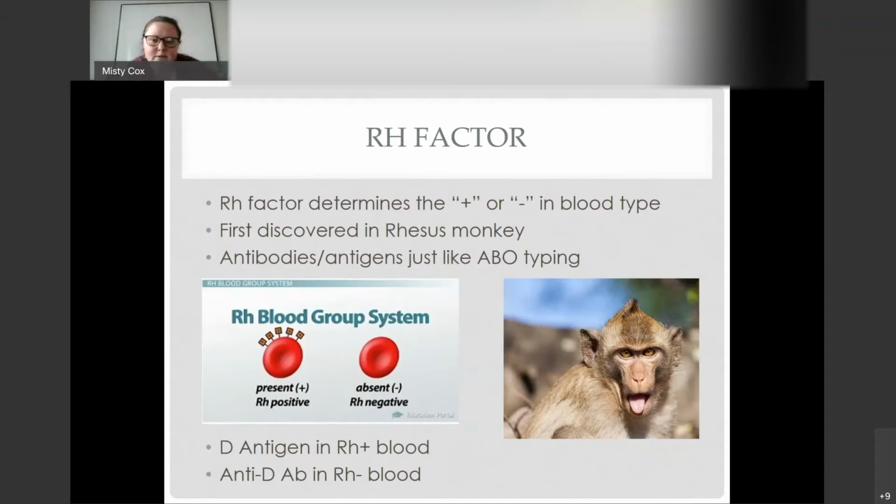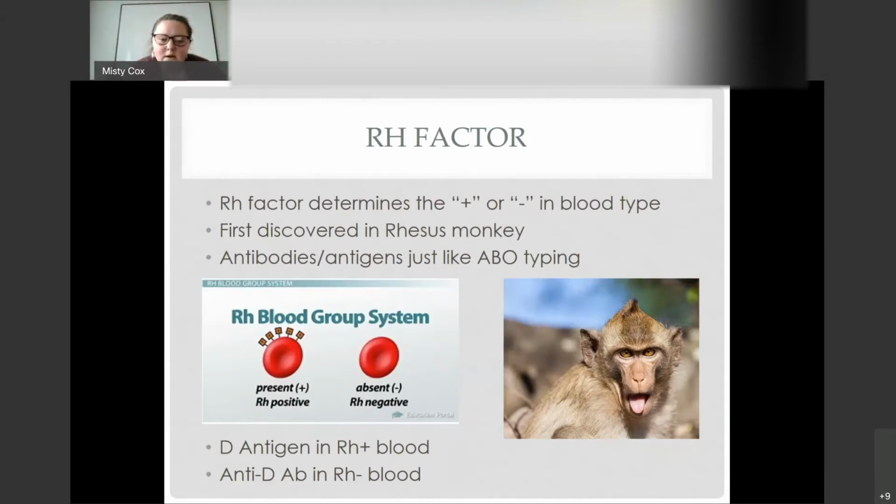Okay, so Rh factor, that's from the rhesus monkey. That's what determines whether you have a positive blood type or a negative blood type. And there's antibodies and antigens exactly the same as what's in ABO blood typing, or what we just talked about. What we just talked about is technically called ABO blood typing. So for some reason, for Rh factor, it's called the D antigen or the anti-D antibody. So it's not the R antigen. I have no idea why. That seems to make a lot more sense to me, but it's called the D antigen.